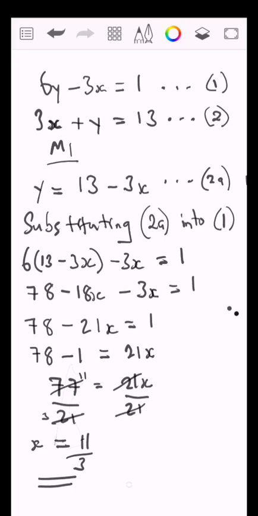We now need to find y. In order for us to find y, we are going to substitute x into either equation 1 or equation 2. But for the sake of proving this point, I am going to substitute x into both equation 1 and equation 2 to see if we find the same solutions. But in your examination, you are not required to substitute x into both equation 1 and equation 2. We are doing this for the sake of instruction.